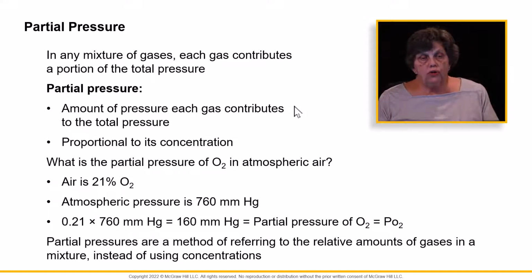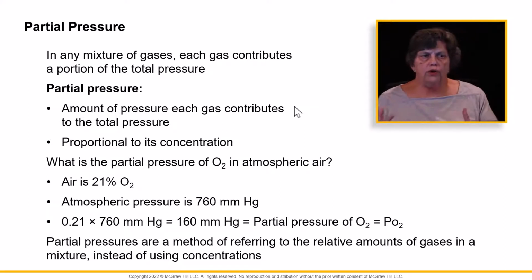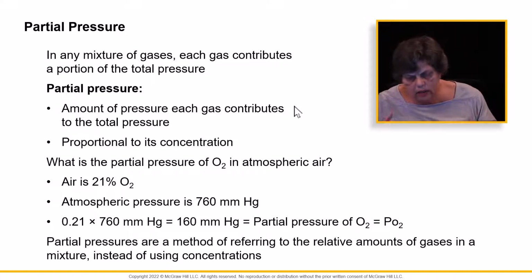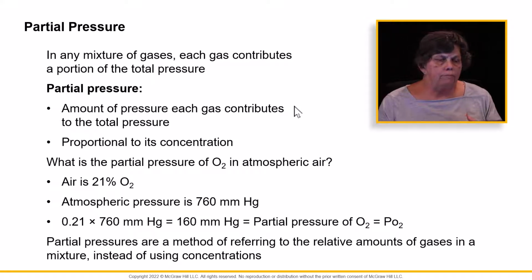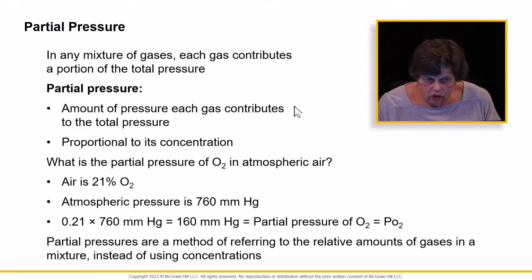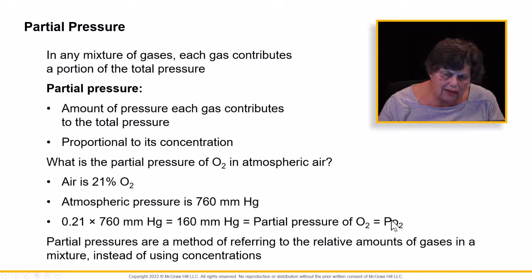You have a mixture of gases, and in a mixture of gas, each gas contributes to its own pressure. And so the pressure that each gas contributes is called its partial pressure. And basically that's its concentration. So when we talk about partial pressure, we use a big P like this with the gas. All right, so this means the partial pressure of oxygen.